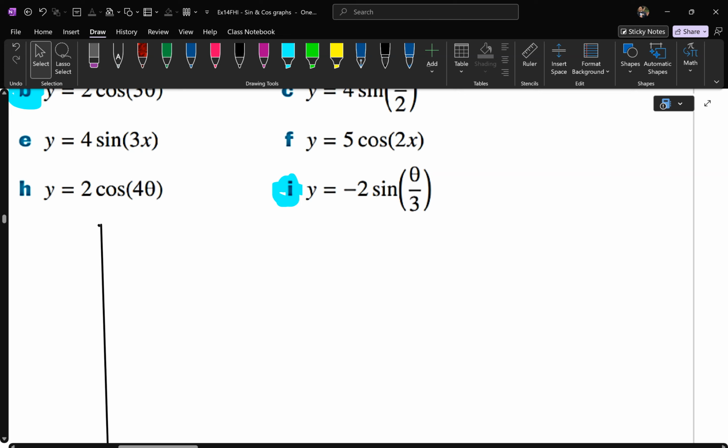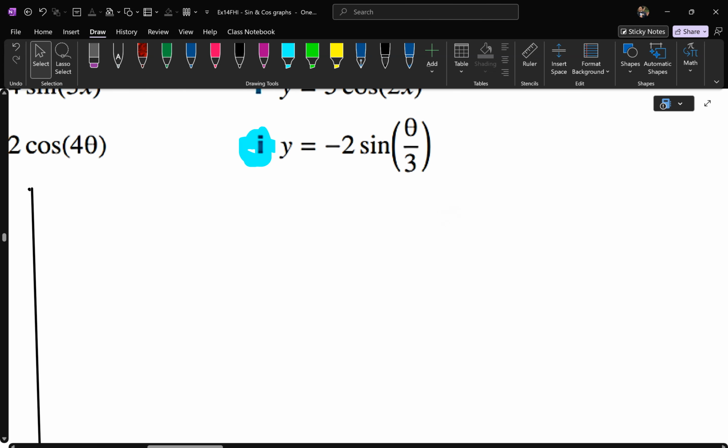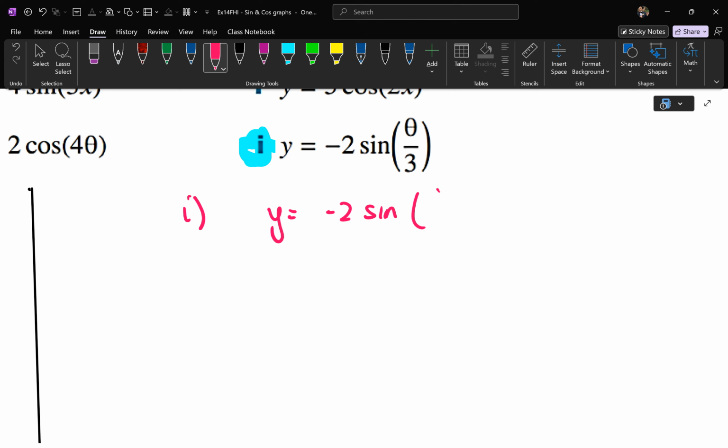Let's try another one. I'm doing sine this time, but I'm going to do a negative version. Y equals negative 2 sine of theta divided by 3. Be careful with that one. So let's start again. Amplitude. What is the amplitude in this case? Let's go with Zoe. What's the amplitude? 2. Good. It's not negative 2. It is 2. The negative just tells me it flips the graph.